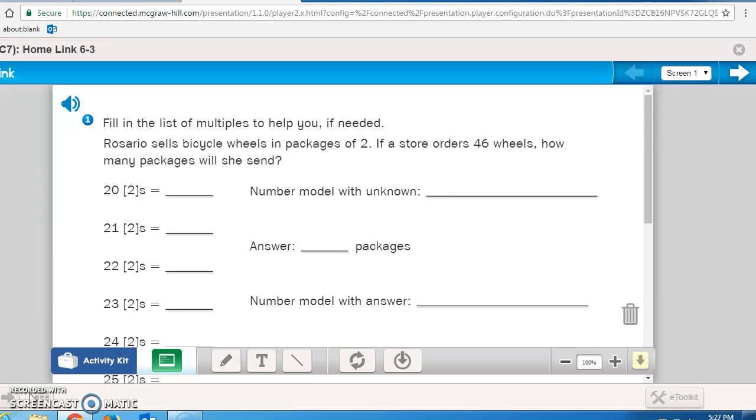Number 1 reads, fill in the list of multiples to help you, if needed. Rosario sells bicycle wheels in packages of 2. If a store orders 46 wheels, how many packages will she need? So remember, in this lesson, we've been working on division. So your number model is going to be all about dividing.